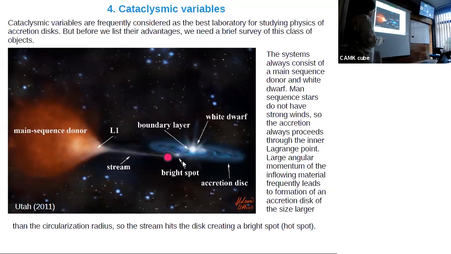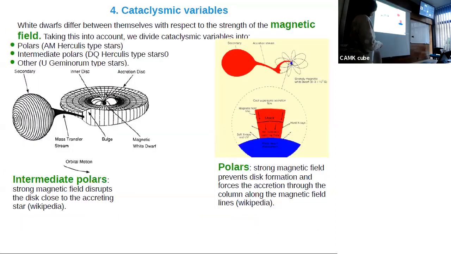Sometimes you have an accretion stream and then you have a bright spot, you have an accretion disk, you have a boundary layer. Not always. First, the central star, the white dwarf, can have a large magnetic field. It does not always have a large magnetic field, but it can. And from this point of view, all cataclysmic variables are divided into three types. Polars, or AM Hercules stars, intermediate polars, and others.